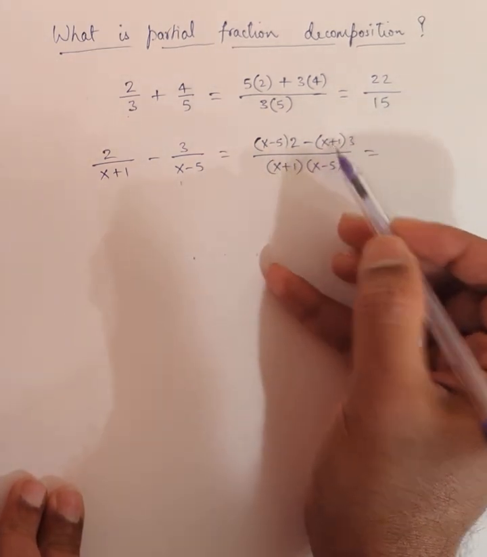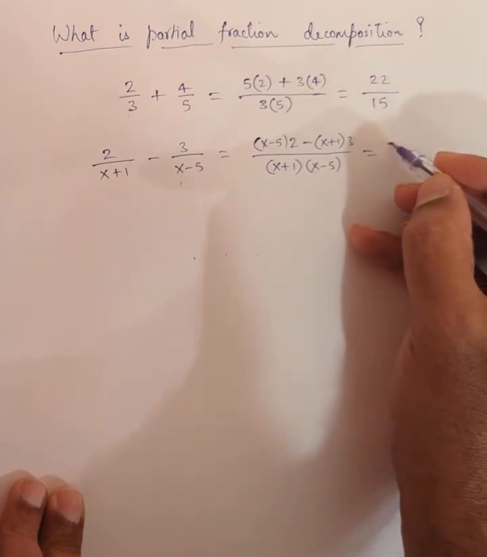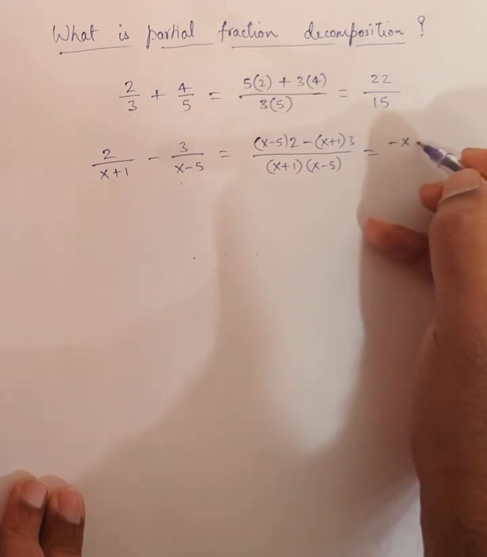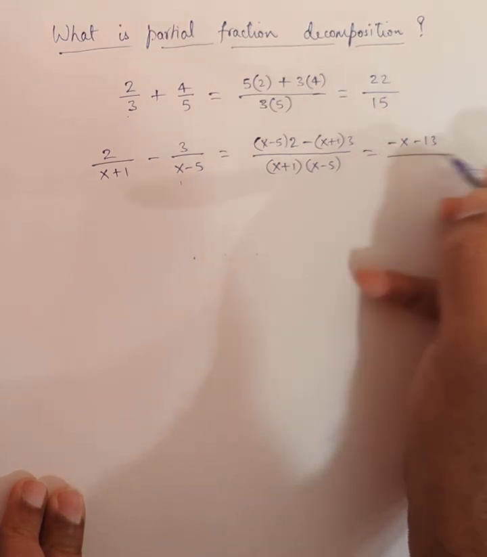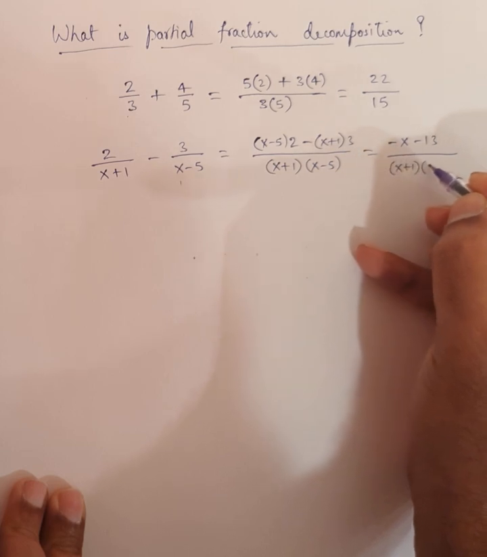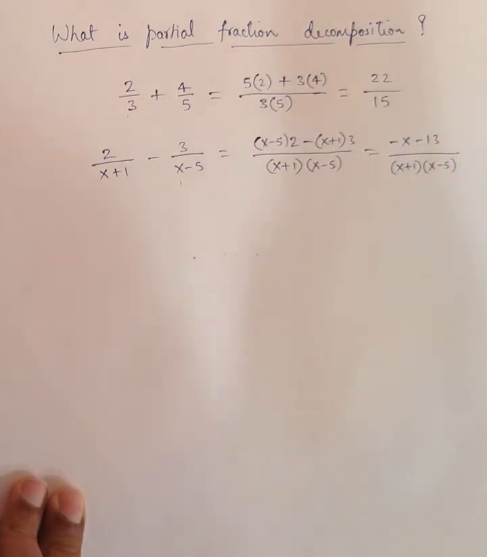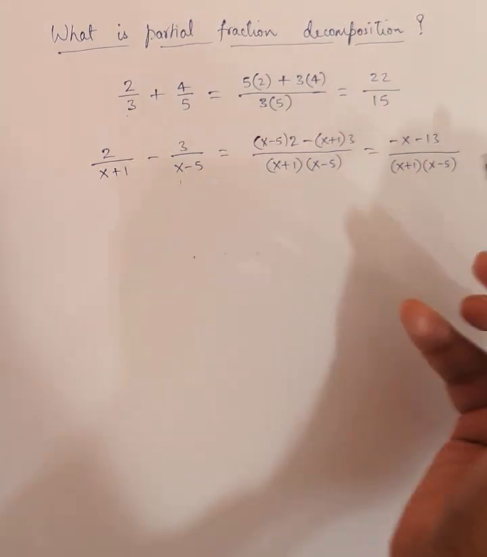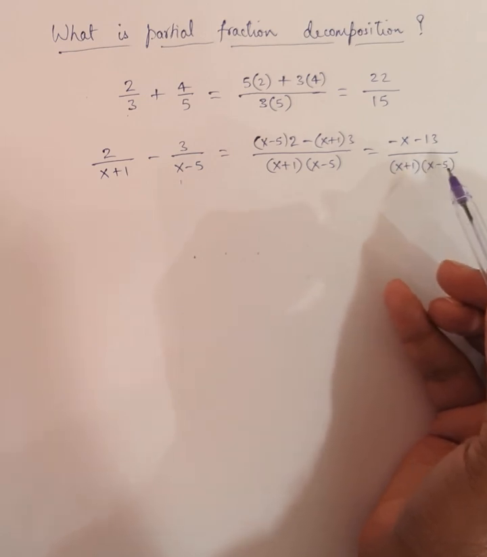I have 2x minus 3x, so that's a negative x. And then negative 10 minus 3 is negative 13 over x plus 1, x minus 5. I could FOIL this and I could write that if I want. And that's the idea. You combine two fractions and you get one fraction.